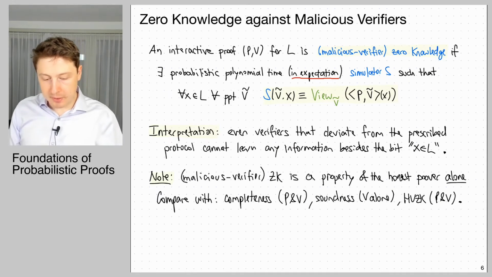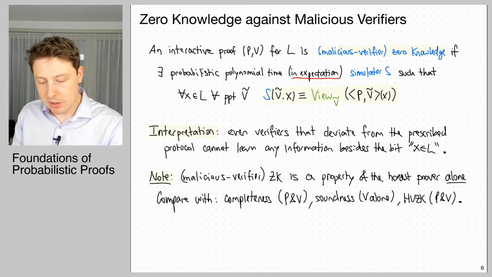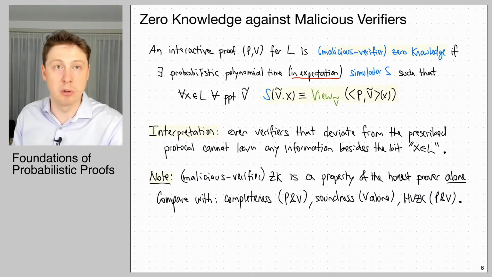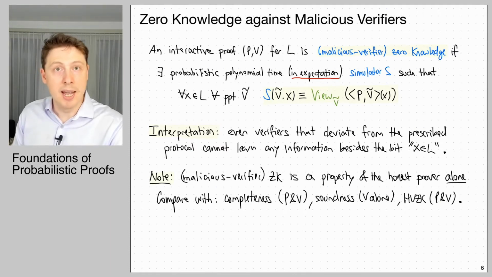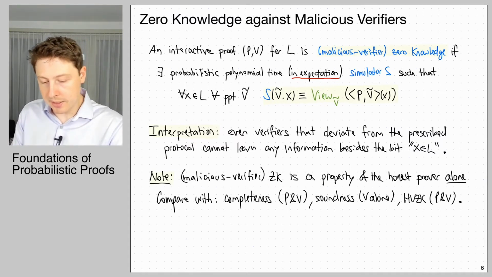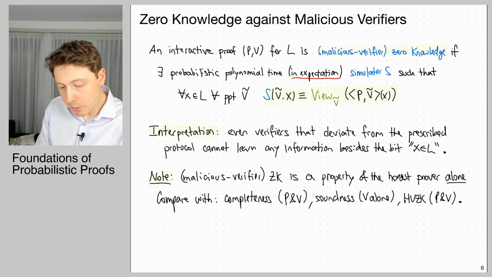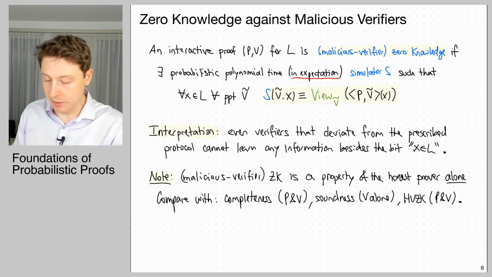Now notice that because we are considering malicious verifiers, zero knowledge becomes a property of the honest prover alone. The honest prover is just safeguarded, period. It doesn't matter what the verifier does. So this is a pretty strong property, analogous to how soundness is a pretty strong property. Soundness says that the honest verifier is safeguarded against all malicious provers no matter what. Here we're saying that the honest prover is safeguarded against all malicious verifiers, efficient ones, no matter what.